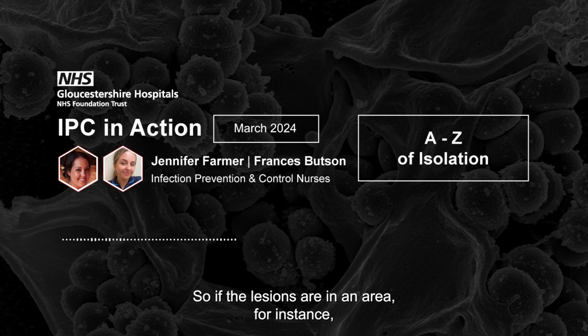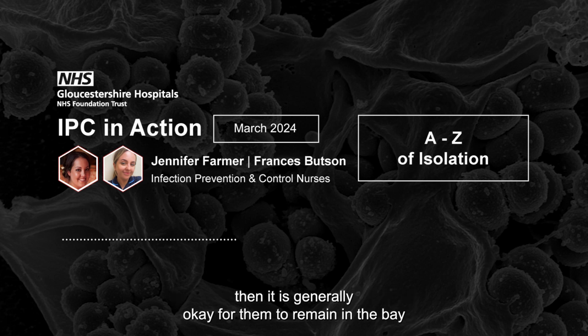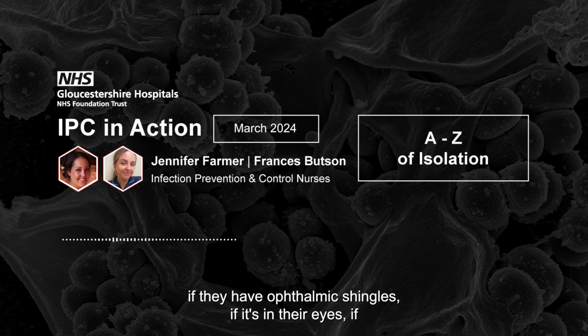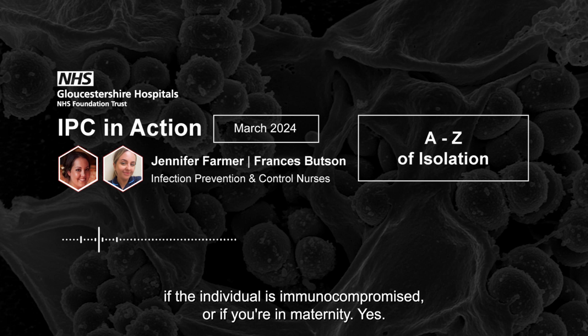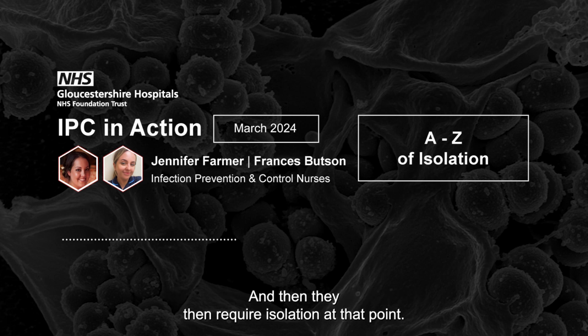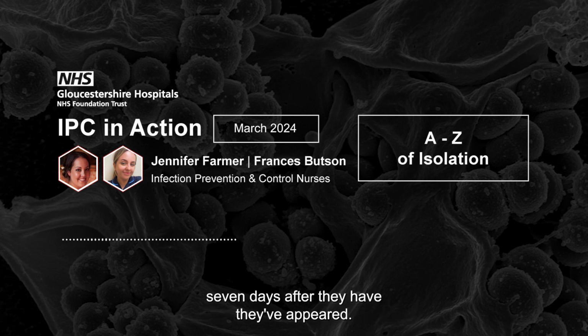If the lesions are in an area, for instance, on the trunk of the body that can be covered by loose clothing, then it is generally okay for them to remain in the bay. If they have ophthalmic shingles, if it's in their eyes, if you're in a setting such as haematology oncology, if the individual is immunocompromised, or if you're in maternity, they then require isolation at that point. And that isolation period is from the onset of lesions until 7 days after they've appeared.